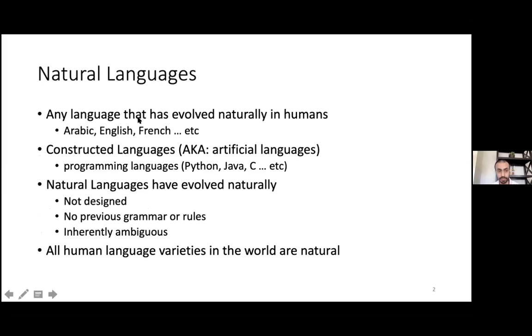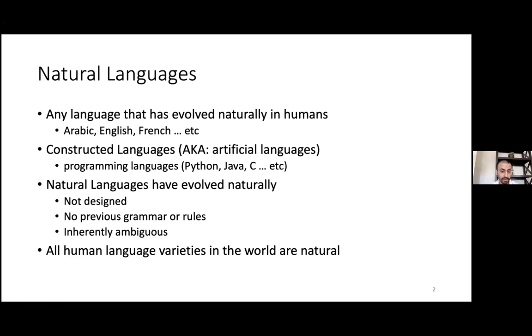So what are natural languages? They are any language that has evolved naturally in humans. Examples include Arabic, English, French. Unlike constructed languages like programming languages, Python, Java, C, they aren't designed, so there are no prior grammar rules for natural languages, and they are inherently ambiguous, which means that you might have one word that has two meanings, like the word bank can be river bank or financial bank.